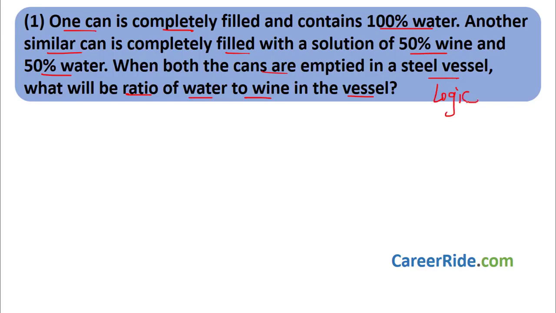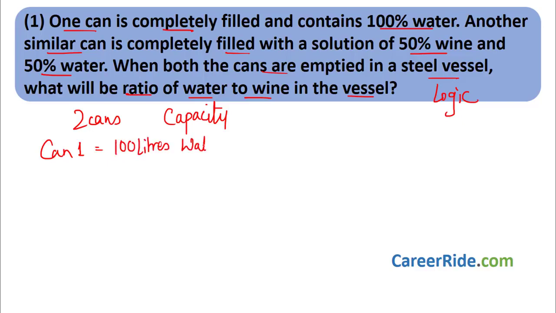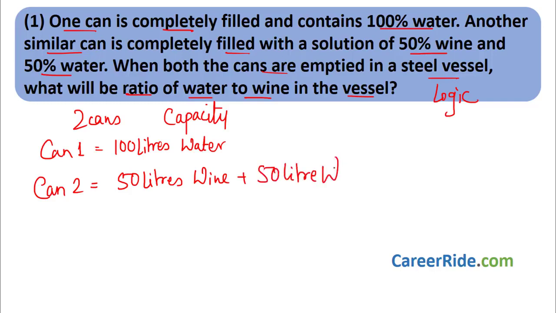Let us see. Now they are saying that there are 2 cans and both are similar. That means both have the same capacity, right? So let us assume that can 1 has a capacity of 100 liters and it is completely filled and has 100% water. So can 1 will be having 100 liters of water. Now can 2 is also of 100 liters, but it has 50% wine and 50% water. So it will have 50 liters of wine plus 50 liters of water.